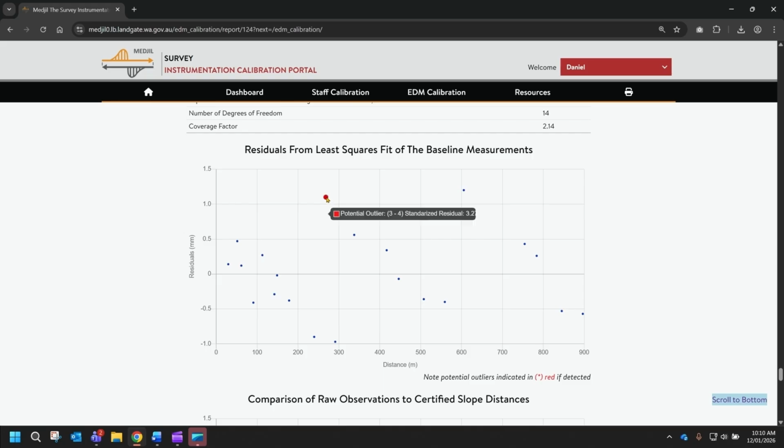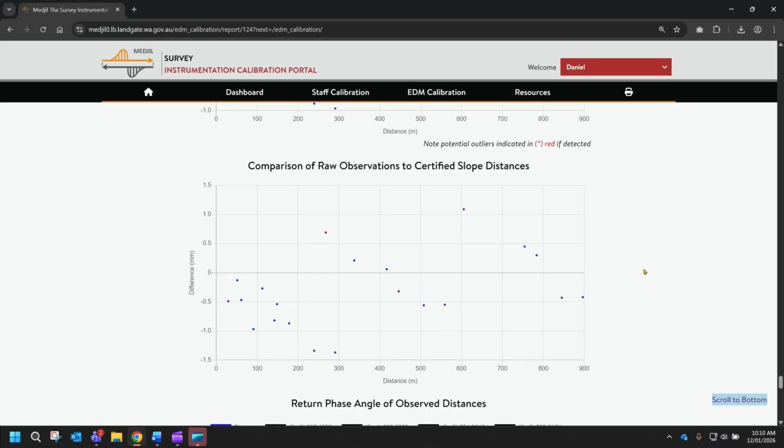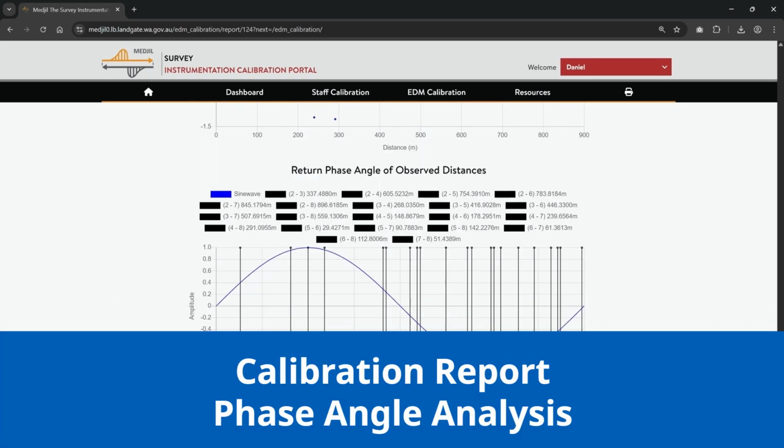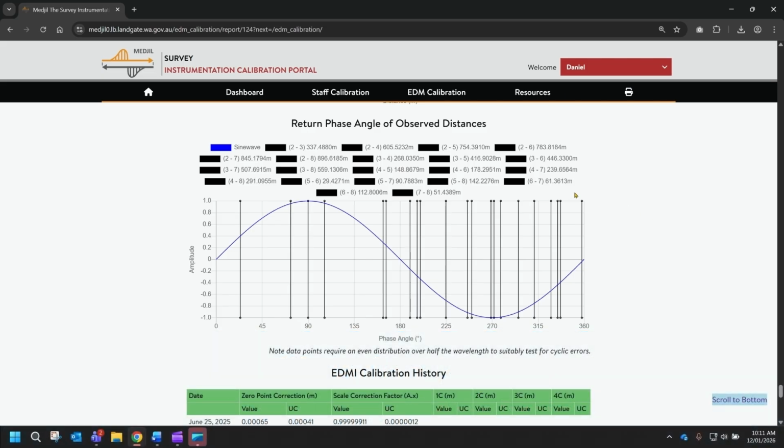One thing to note is when you hover over it, it tells you the baseline observation, so 3 or 4, but on the graph it's showing the residual. So residual in millimeters, it's just above 1, but when you hover over it, you get the standardized residual 3.27. So it's sort of showing you quite a lot of information altogether. Comparison of raw observations to certified distances is pretty similar to the table above. Next, we have the return phase angle of observed distances. Once again, this is probably beyond the scope of most users, but this is looking at the cyclic errors.